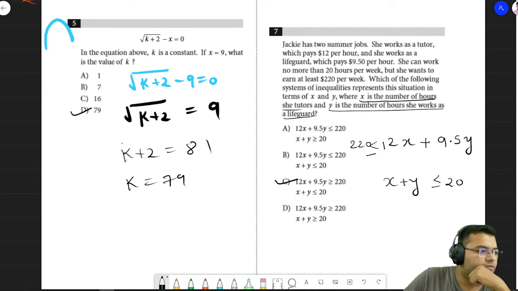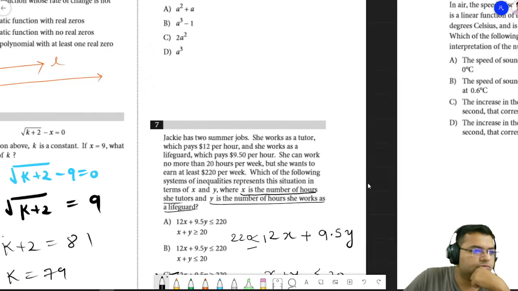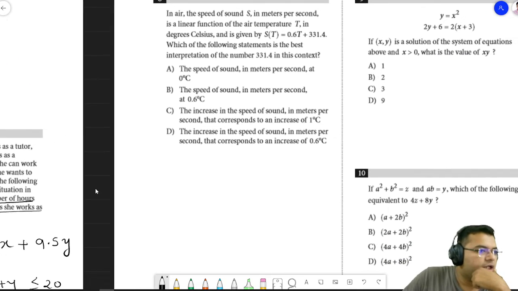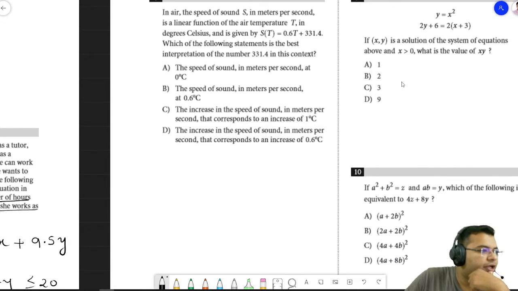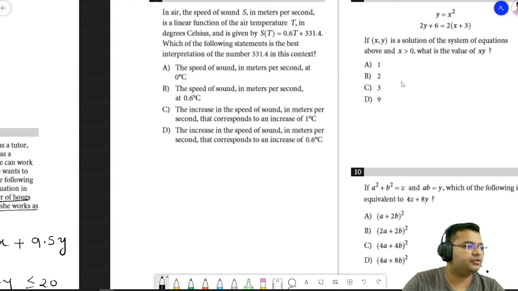Going to question 8. In air, the speed of sound S in meters per second is a linear function of air temperature T in degrees Celsius and is given by S(T) equals 0.6T plus 331.4. Which of the following statements is the best interpretation of the number 331.4 in this context?